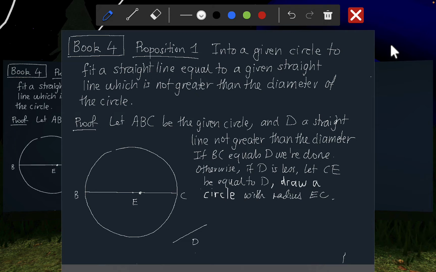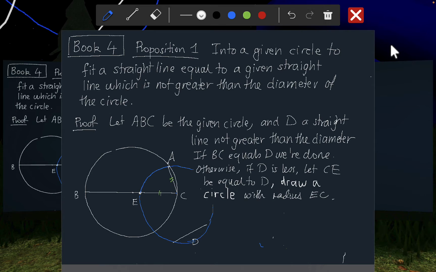So yeah, we need a circle with radius EC, centered at C, obviously. So like this. Yeah. There you go. Okay. And then we call the point of intersection A, one of them. And join AC. All right. There you go. And then, although it doesn't look like it, EC and AC are the same length because they're both radii. And by construction, EC was equal to D, so we're done.